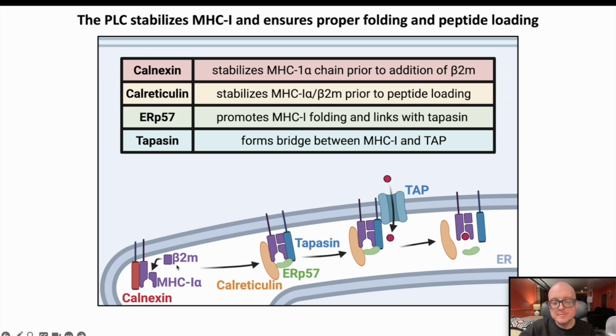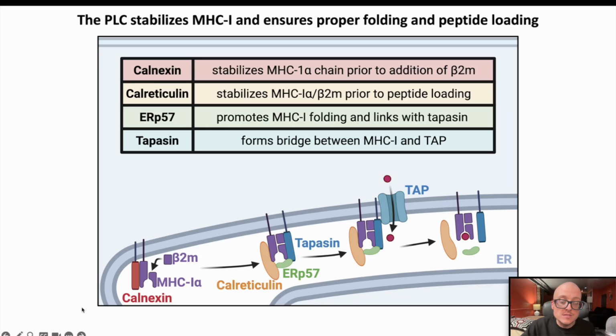Recall that MHC class 1 is made up primarily of an alpha chain, MHC1 alpha, as well as an accessory subunit called beta-2 microglobulin, which is synthesized separately, and the two things have to be brought together to form the functional MHC isoform. The MHC class 1 alpha chain is highly unstable on its own without beta 2 microglobulin. And so the first chaperone that's important is a molecule called calnexin, and it stabilizes the MHC class 1 alpha chain until it associates with beta 2 microglobulin, which gives the molecule a little bit more stability, but not nearly enough. It still is not completely stable until it has a peptide in its binding groove.